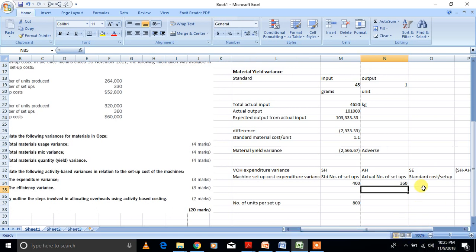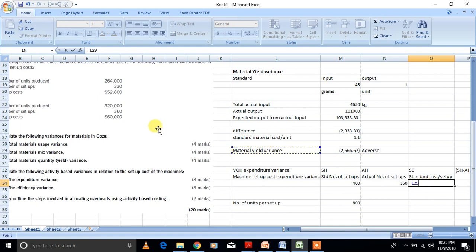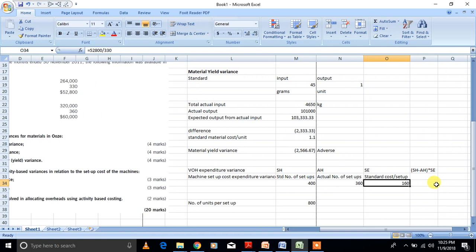Standard cost per setup: 52,800 is the standard cost for 330 setups. So 52,800 is the expected cost, that is for 330 setups. You divide to get per setup cost, standard expected is 160. So the variance has to be bracket standard number of setups minus actual number of setups multiplied by standard cost per setup.